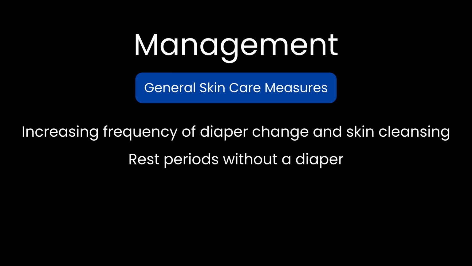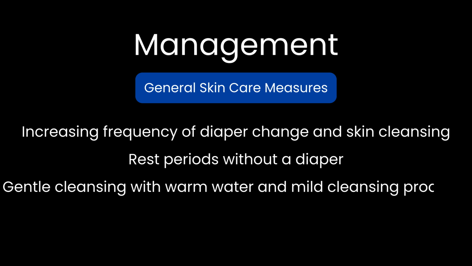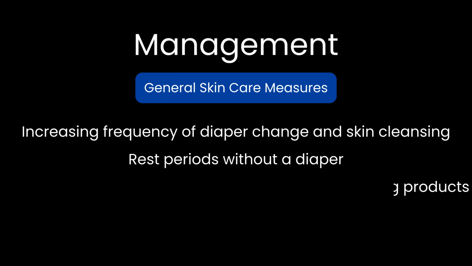If possible, an infant with irritant diaper dermatitis should be allowed periods of rest without a diaper, for example, a few hours per day, allowing the skin to be exposed directly to air. The diaper area should be gently cleansed with warm water and a small amount of mild cleansing product with physiologic pH. As an alternative, fragrance-free and alcohol-free baby wipes can be used but should be discontinued if the skin becomes irritated or broken down.